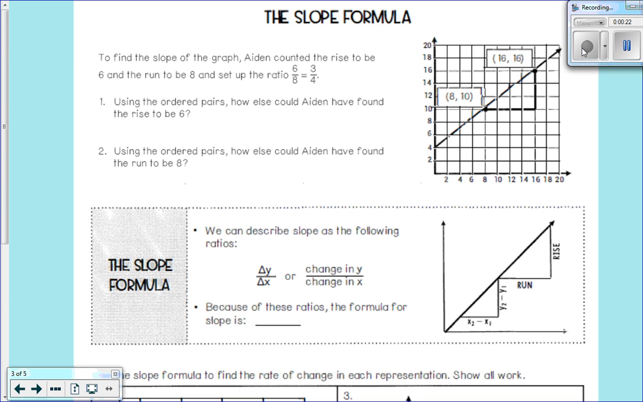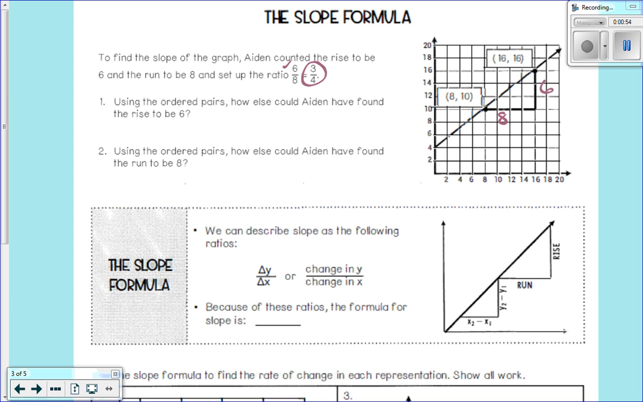So, let's go ahead and look at the graph. This is just a little review of what we did on Friday. Define the slope of the graph. Aiden counted the rise to be 6 and the run to be 8. So let's go ahead and look at that. Our rise is, and notice your intervals are 2, 4, 6, right? And then our run counts by 2 as well, 2, 4, 6, 8. And then we need to simplify to 3/4. So that's rise over run, right?